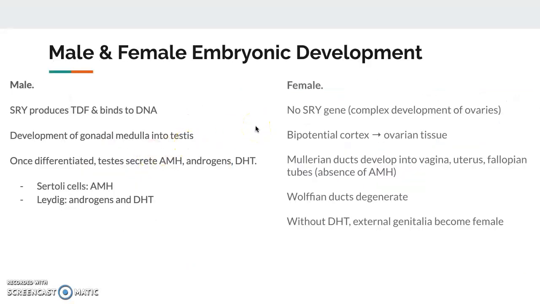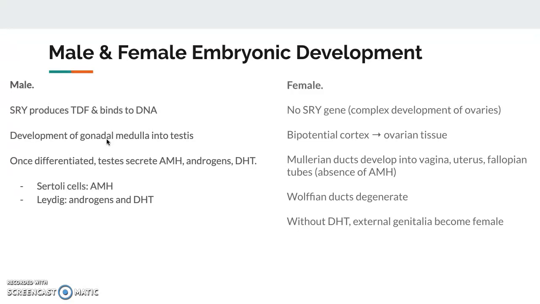So let's say they develop into either male or female. What happens next? So in a male, the SRY gene produces TDF and binds to DNA. Well, what the heck does that mean? Because we haven't talked about that yet.